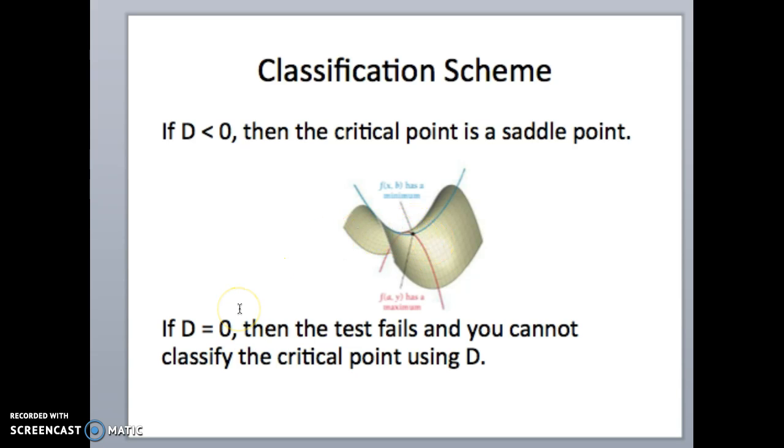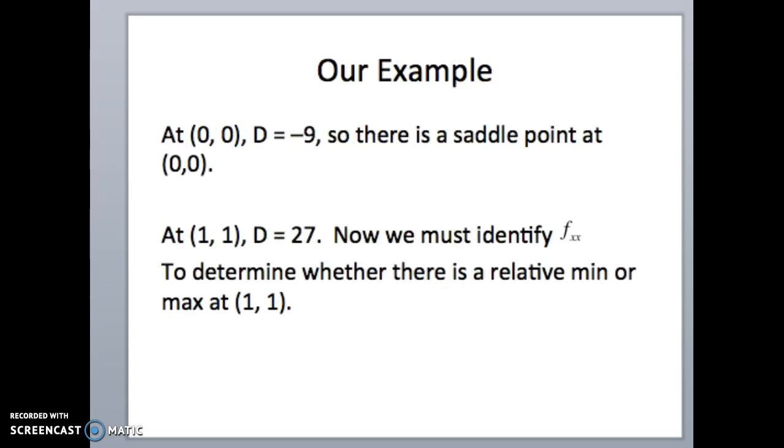Now, if D is 0, that's also similar to our second derivative test. Recall, with the second derivative test, if D were 0, the test fails. An example would be f of x equals x to the fourth. The second derivative is 0, but there's certainly a min at the origin, a min at 0, 0. So if you get D equals 0, you have to use something else to determine if what you have is a minimum or a maximum. So let's take a look at our example and determine what we have in this situation.